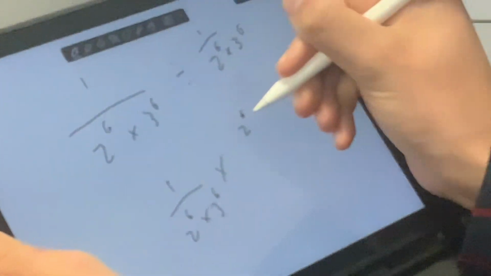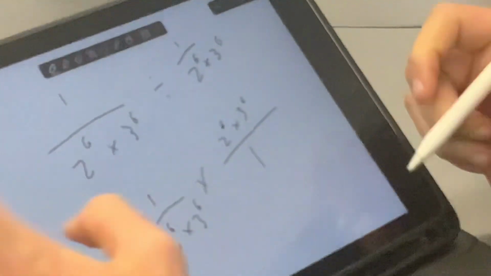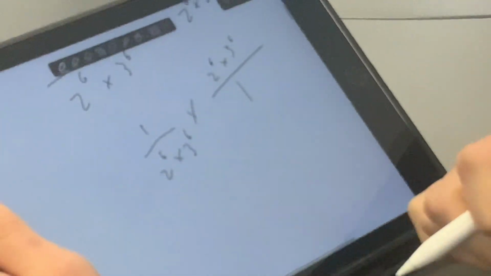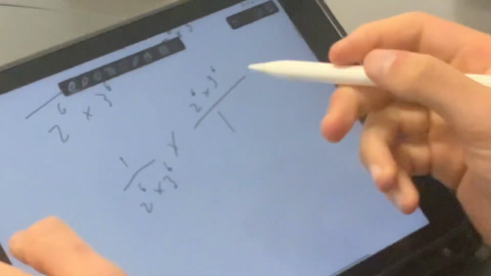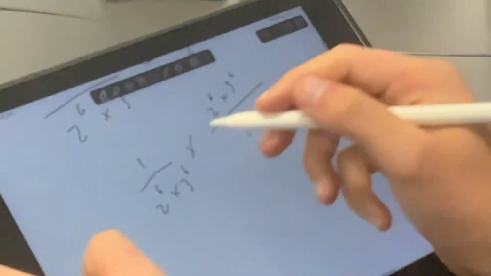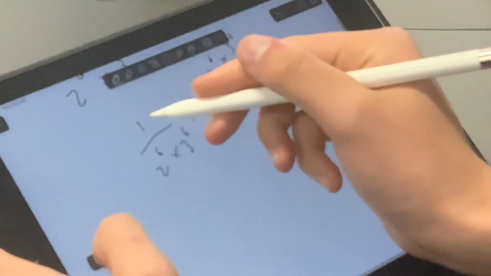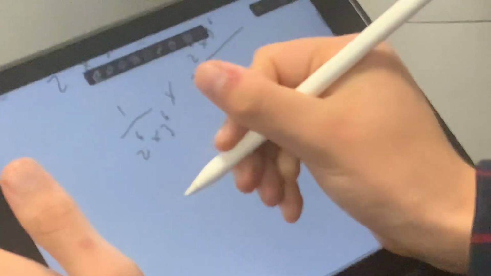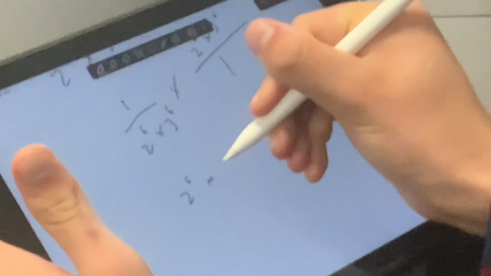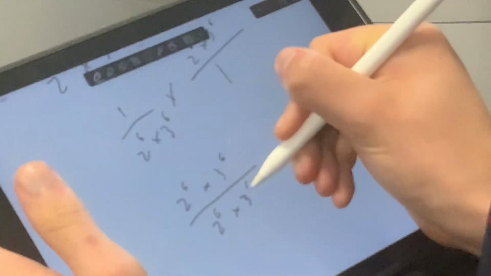So 2 to the power 6 times 3 to the power 6 over 1. Now, you may recognize this from my past lessons, but if you have a fraction times a fraction, and also since it's times 1, you can just get rid of that, it would equal 2 to the power 6 times 3 to the power 6 over 2 to the power 6 times 3 to the power 6.